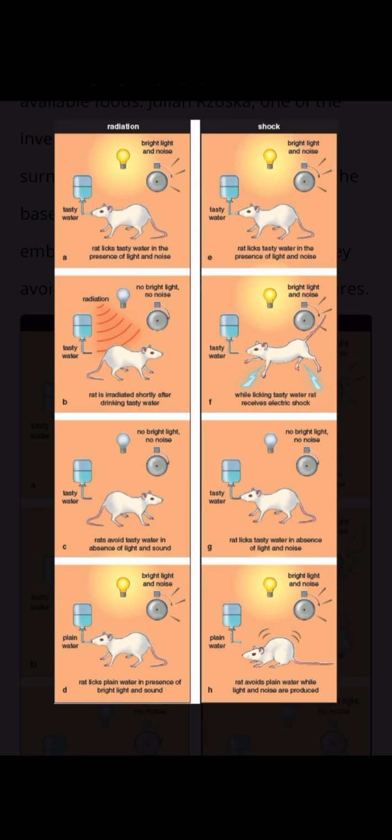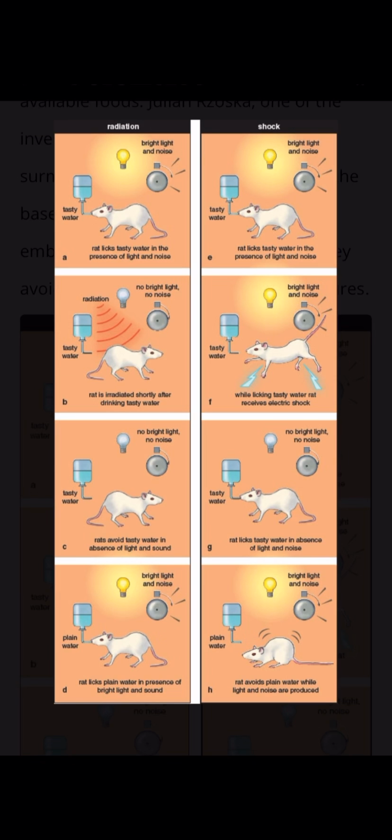Then, if you go down to square C, you see that the rat avoids the tasty water. The rat avoids the tasty water, light or no light, just because it smells of saccharin. The only reason they're avoiding the water is because of the saccharin smell. And then you go down to D, where the rat will drink the plain water because there's no saccharin in it, even if the light is on or off.